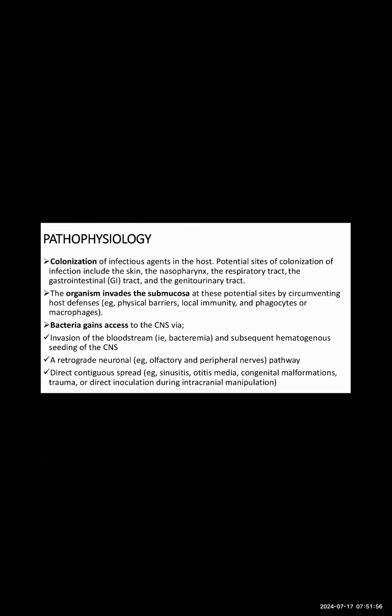So pathophysiology: there's a colonization of this infectious agent in the host. The potential sites of colonization of the infection include the skin, the nasopharynx, the respiratory tract, the gastrointestinal tract, and also the genitourinary tract. What happens is that the organism invades the submucosa at these sites by circumventing the host defense. Bacteria then gain access into the CNS via hematogenous spread, retrograde neuronal pathway via the olfactory and the peripheral nerves, and also direct contiguous spread.